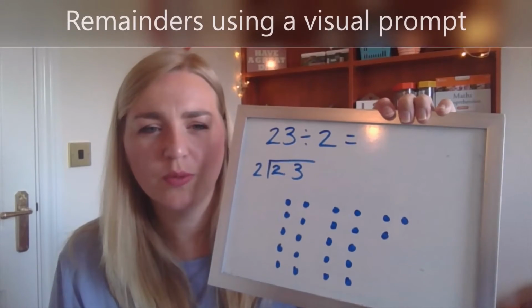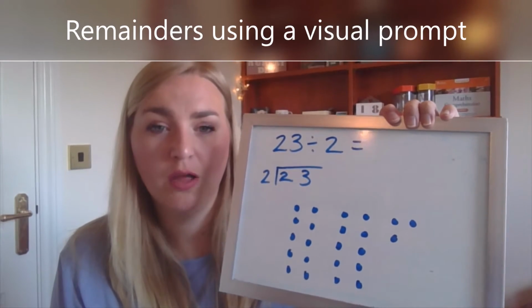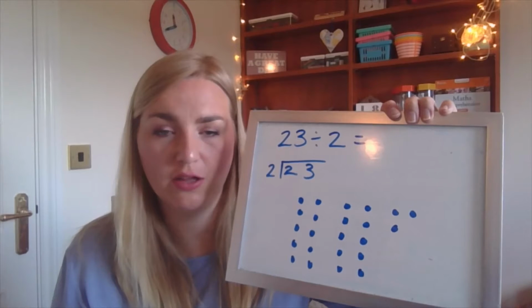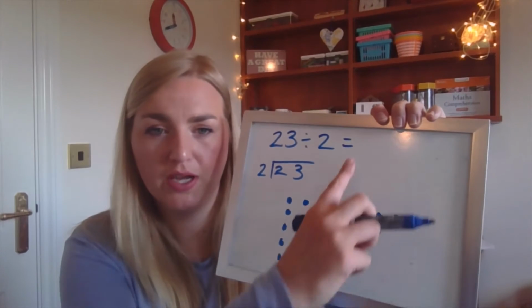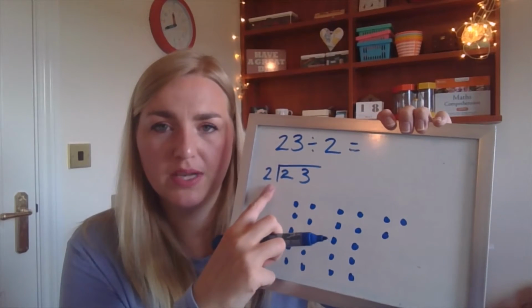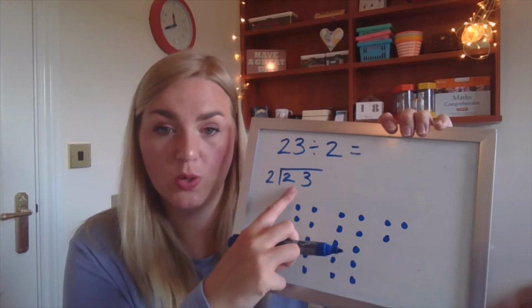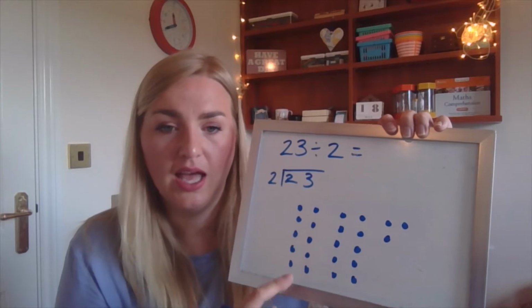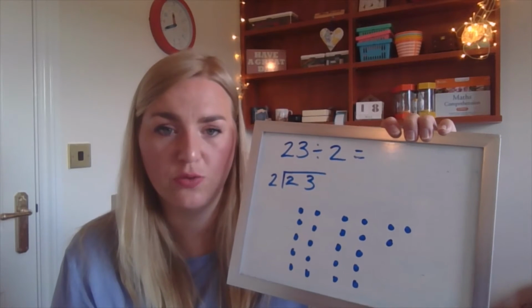I'm going to show you the very first one, but using some pictures to help us. So I've got 23 divided by 2, and if I was using my bus stop method, I'd set it out like this, 23 divided by 2. And I've drawn here 23 dots.